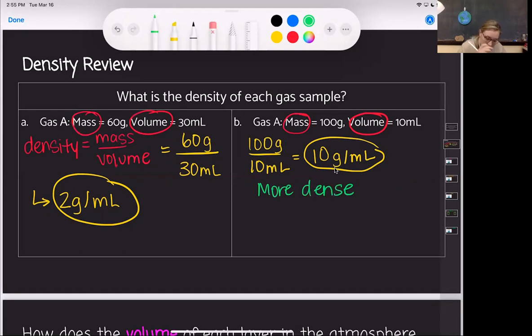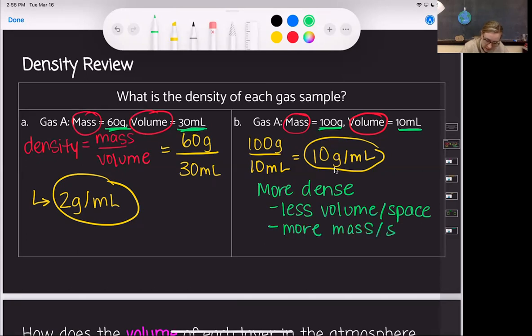And sample B is more dense than sample A because you'll notice there is less volume. We had 10 milliliters versus 30. So sample B has less volume, which just means less space. And in that smaller space, we're actually trying to fit more stuff. There's 100 grams of stuff in this sample versus just 60 grams in that sample. So we have more stuff and less place to put it: more mass in less volume.